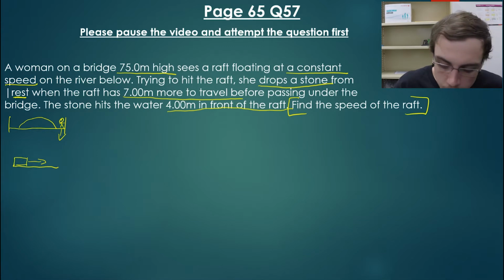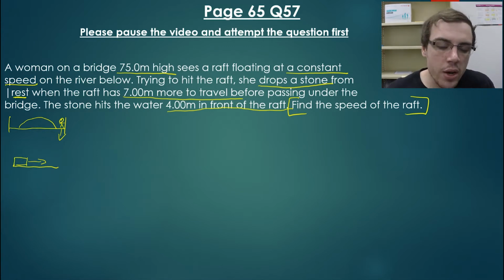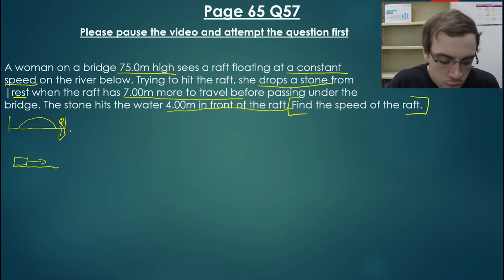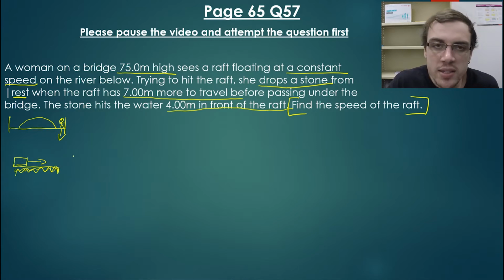So the biggest thing here is, we sit back and we think, what do these two have in common? Is it the distance? Well, no, not really, they're completely different. Velocities? They're completely different. The one thing that they have in common is time, because the girl dropped the stone from rest and it hit the water. And during that time, when the stone fell from her hand to the water, we know the before and after of how far the raft traveled. So time is the consistent thing here, and that's what we're going to go with.